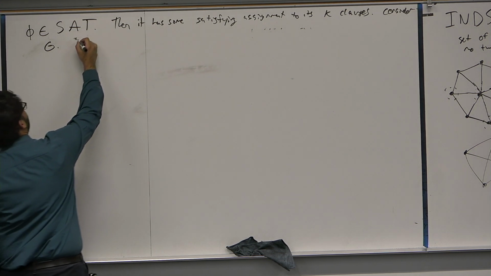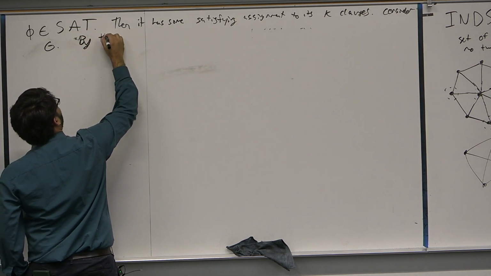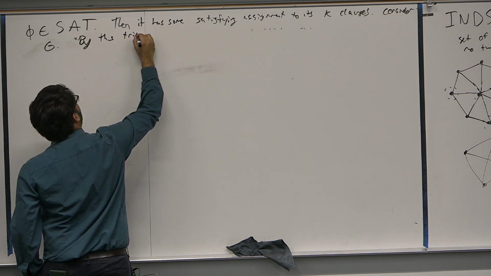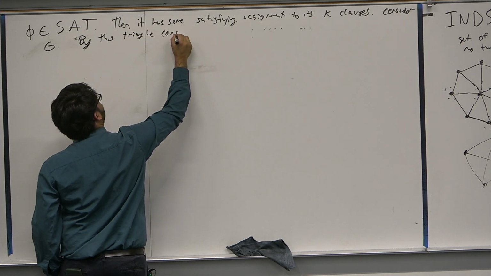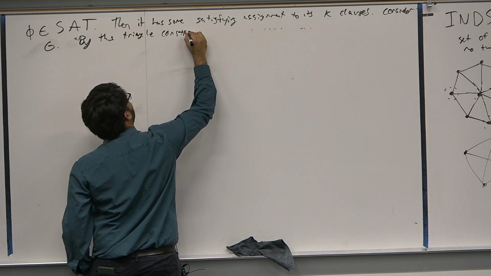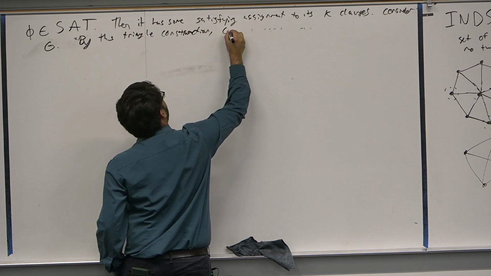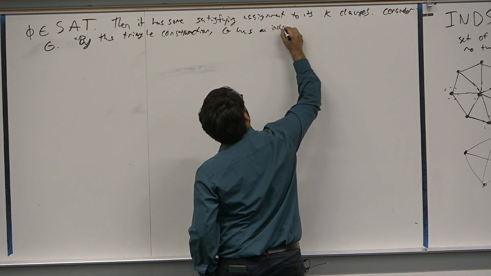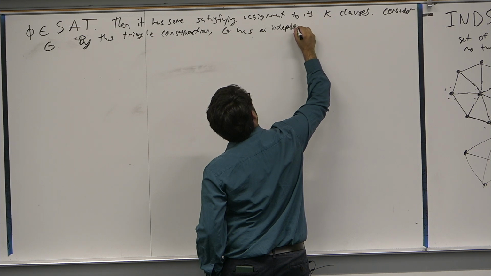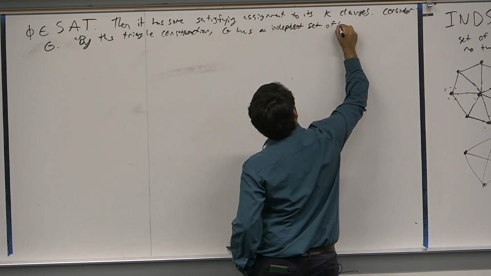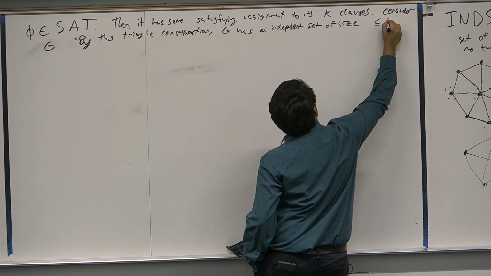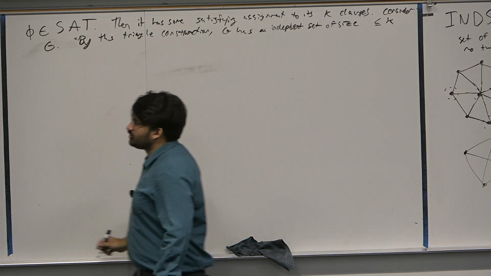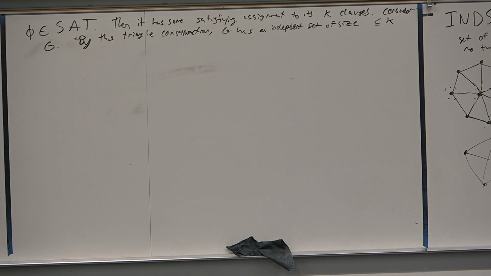By this triangle construction, G has an independent set, if any, of size less than or equal to K. It can't have more than that, otherwise any set of size K plus 1 would cross in some triangle, therefore they must be less than that, right?